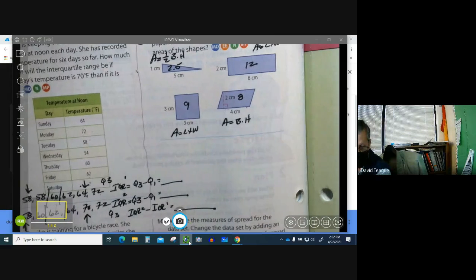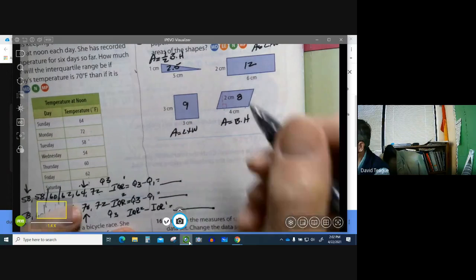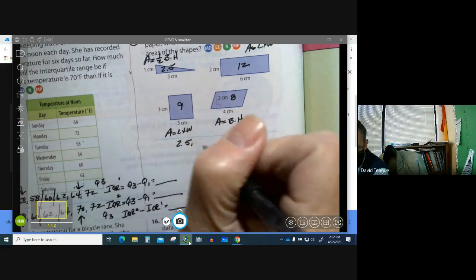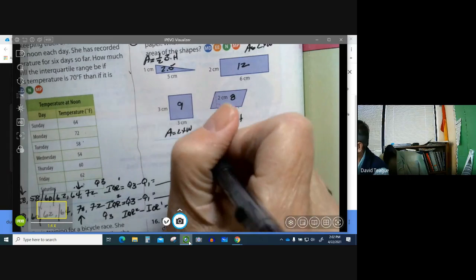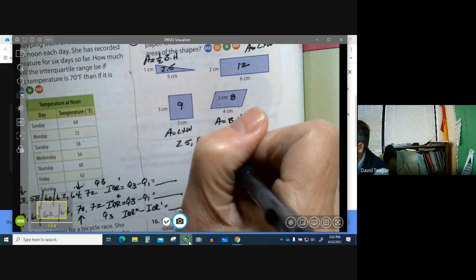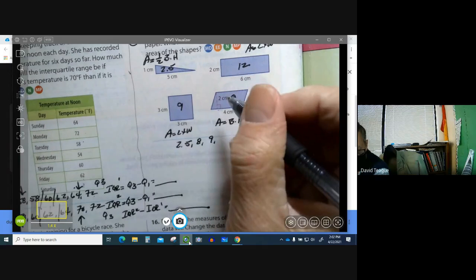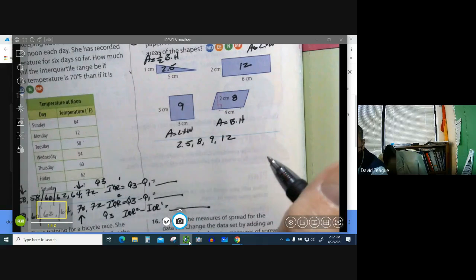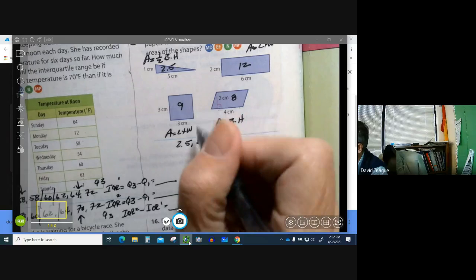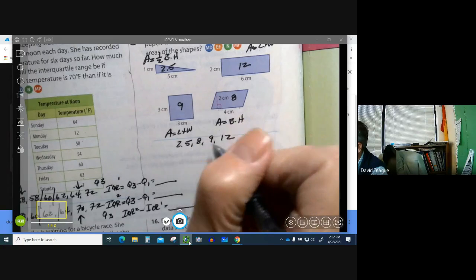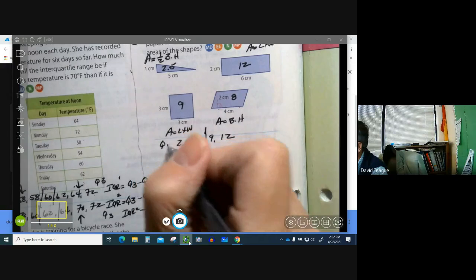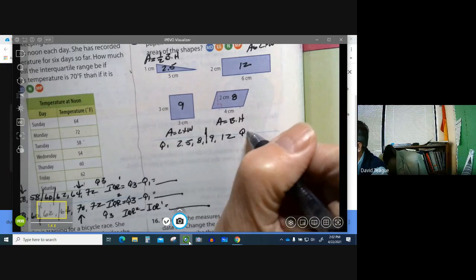So now let's see what I've got. Okay, so my numbers from least to greatest are 2.5, right? I have 8. I have 9. And I have 12. Okay, so I only have 4 numbers, right? But this is the middle, right? So this is my Q1 over here. This is my Q3.